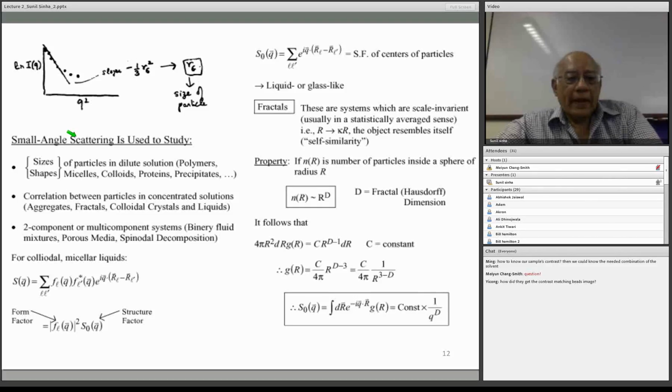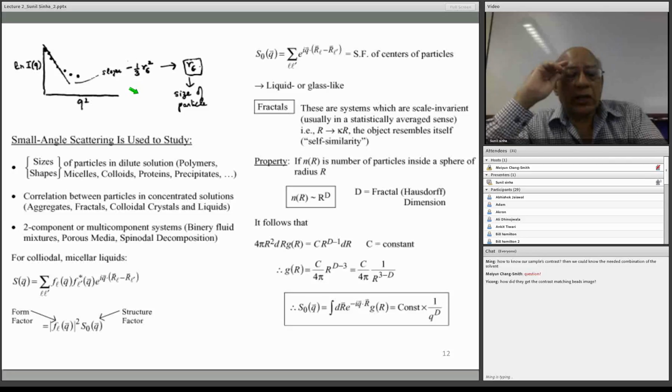Okay, and now let's talk. So here's what I was talking about. If you plot the logarithm of intensity versus q squared, at small q you often get a linear behavior, and that can be used to extract the radius of gyration. Therefore, it's the easiest thing to do to get roughly the size of the particle.